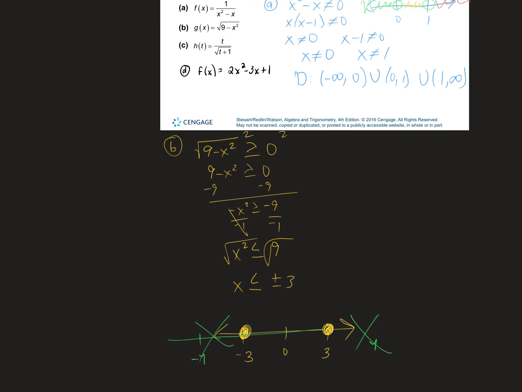9, square root of 9, that's fine. What about if I plug in negative 3? What's negative 3 squared? 9. 9 minus 9. Okay, that's fine. What about if I plug in positive 3? Same thing. So what is my domain? What can I only use here? Negative 3 to positive 3. You can only use negative 3 to positive 3, and it includes.